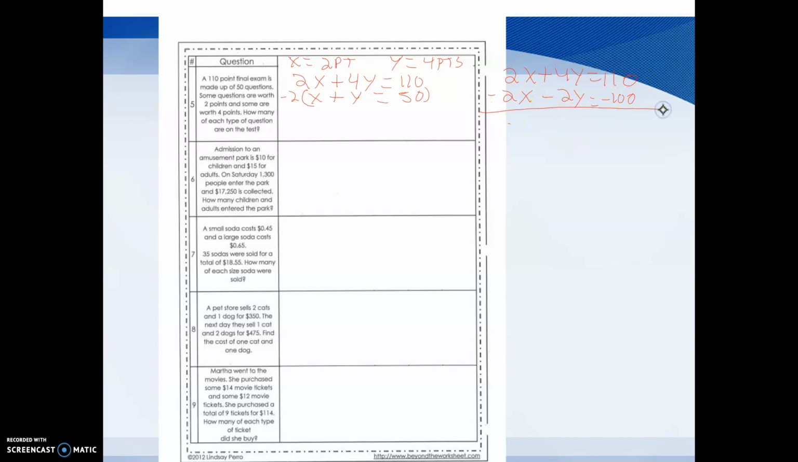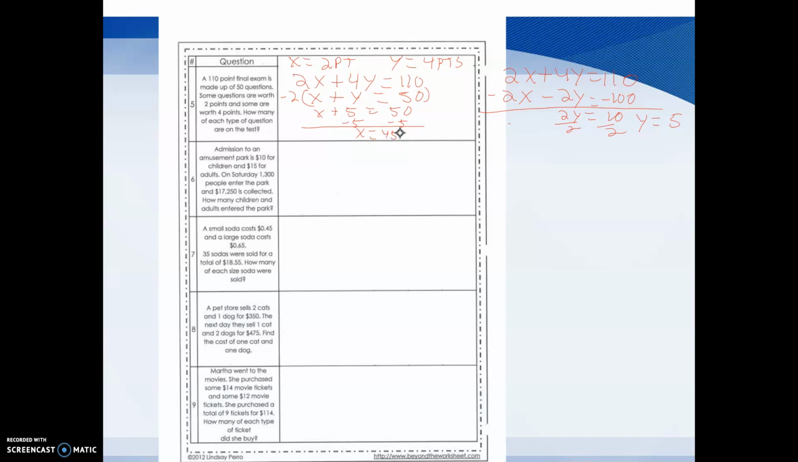Okay, now I'm going to add my system up, right? And I'm going to get 2y equals 10. So it looks like y is going to equal 5. So I've got 5 pointers. How am I going to get the next one? Just plug it in. Obviously, the bottom one's going to be the easier one, right? All right, so x plus 5 equals 50. Subtract 5, right? So I have 45 2 pointers, okay?